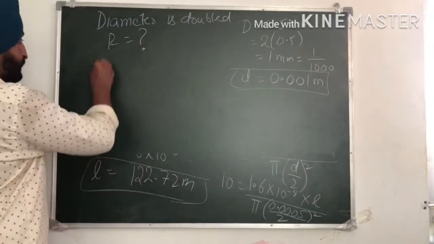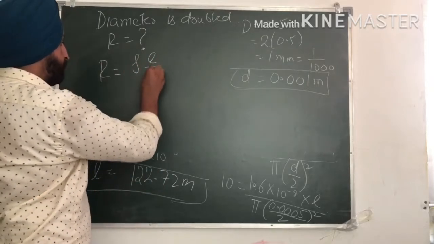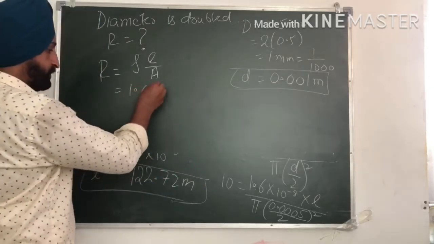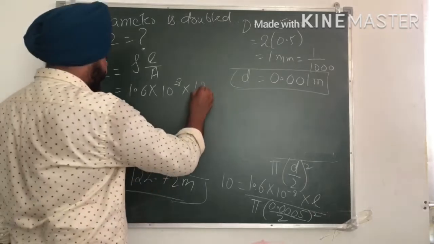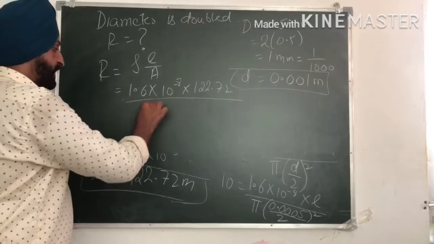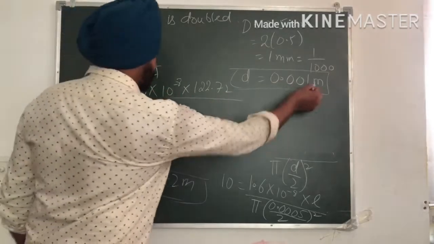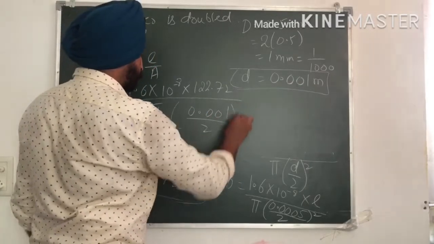So now the new resistance will be equal to rho L by area. Resistivity would remain same. It was 1.6 into 10 raised to power minus 8. Length will also remain same, that is 122.72. Area would be equal to pi r square. Now r would be equal to d by 2 and d is this. So I would be writing 0.001 divided by 2 square.